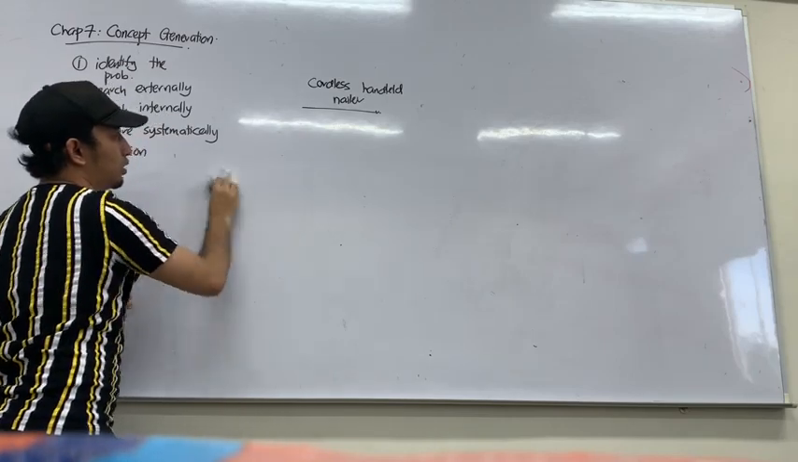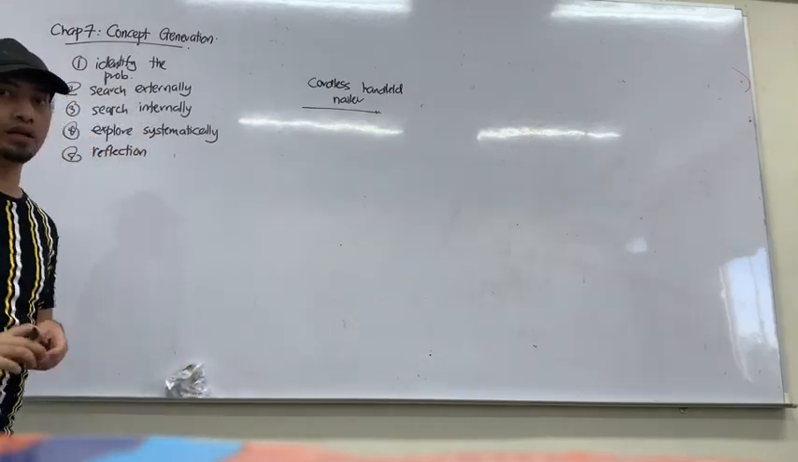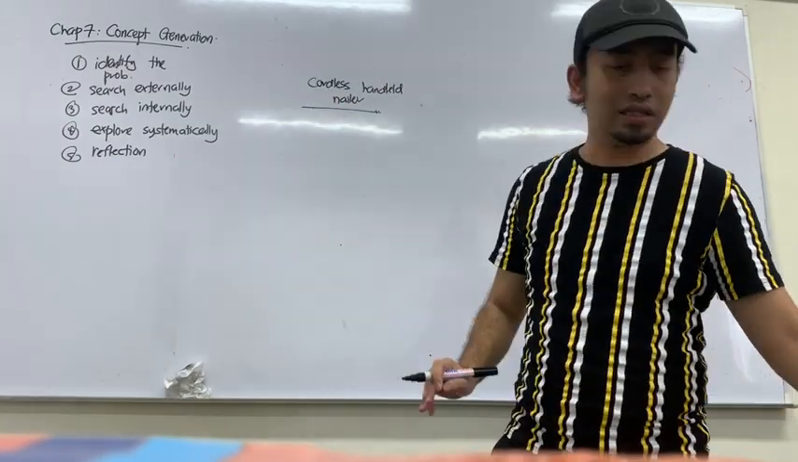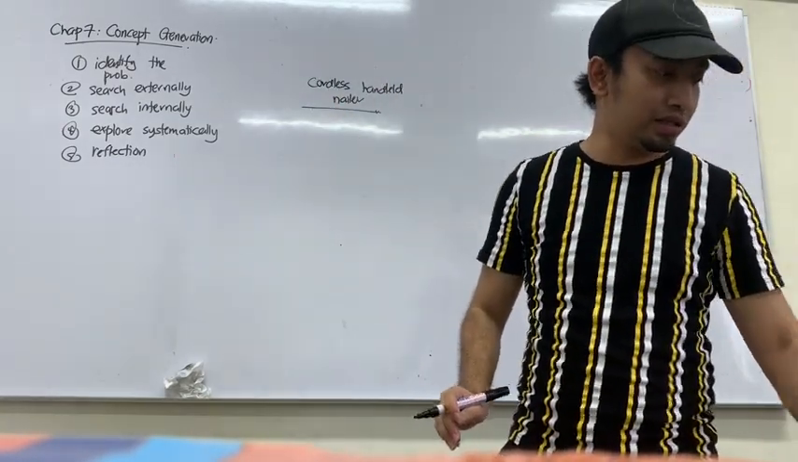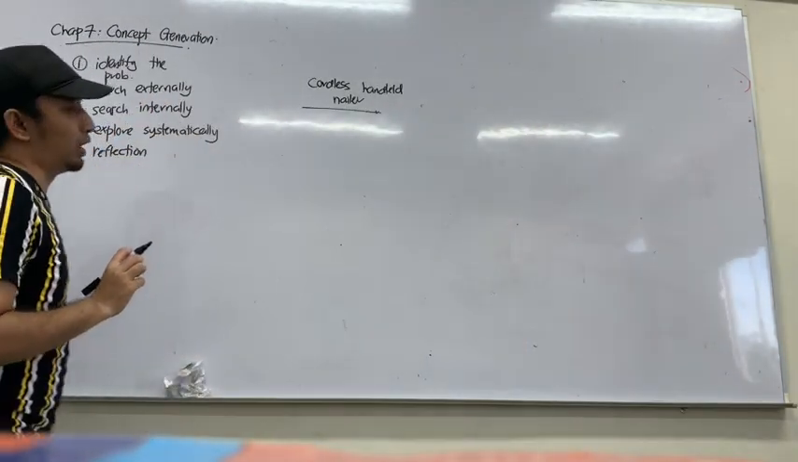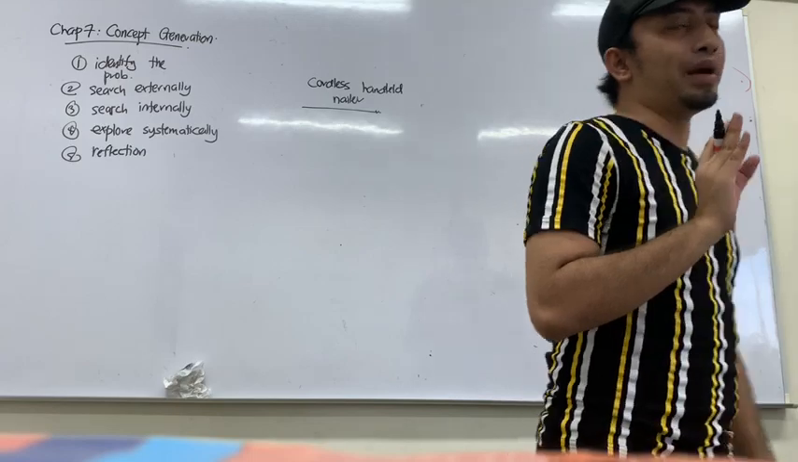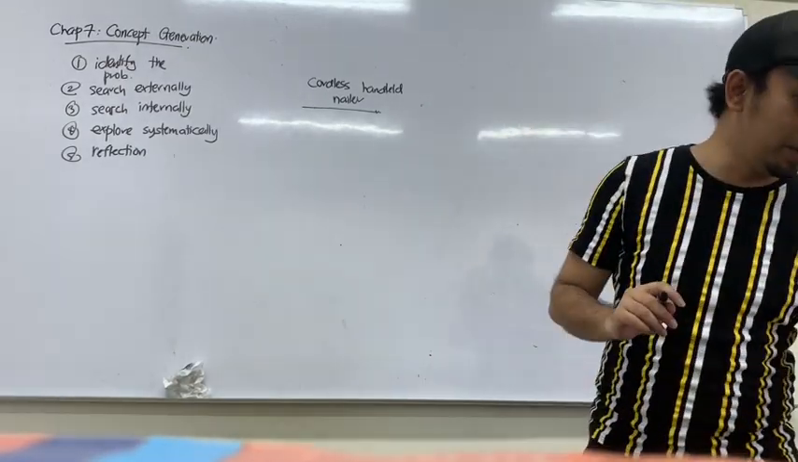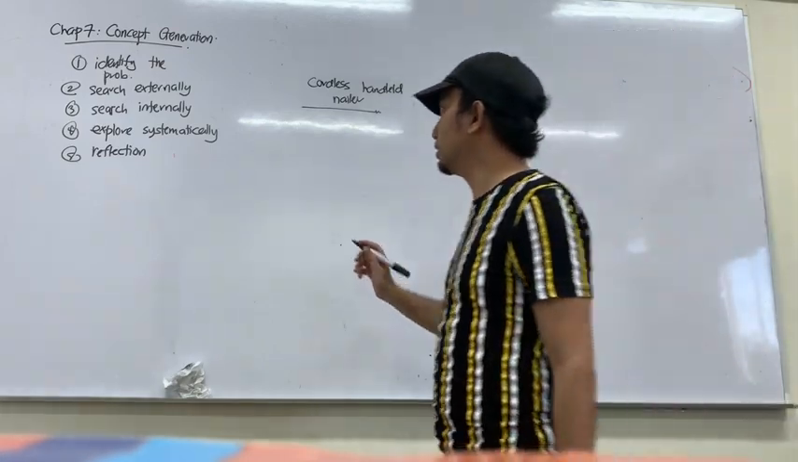Okay, now how to solve the problem? So you need to find the information. The information for step number 2 is search externally. Search externally for the second method. There are 5 methods on how to do the search externally. The first one will be interview lead user.